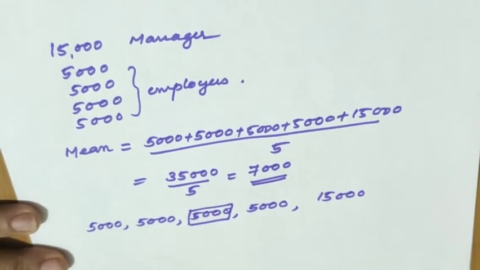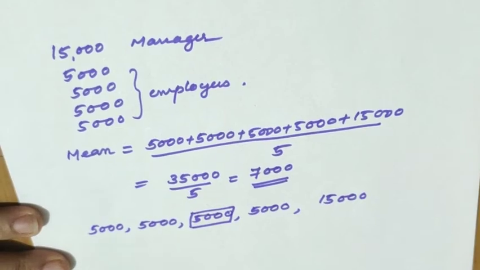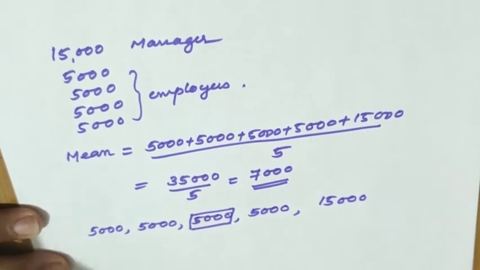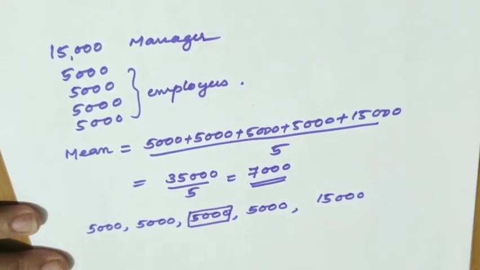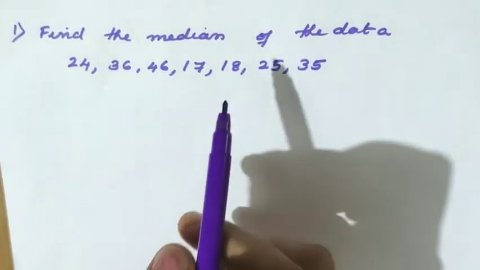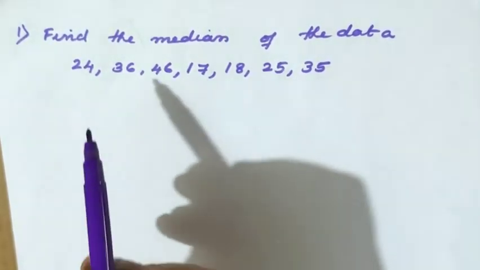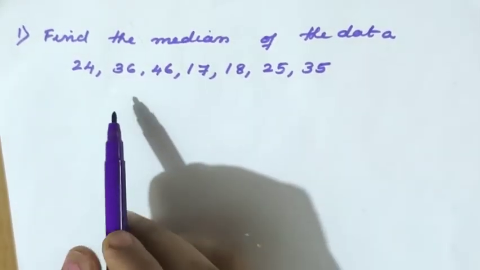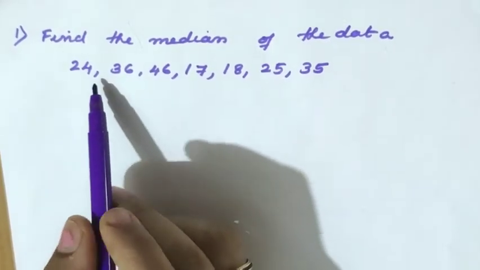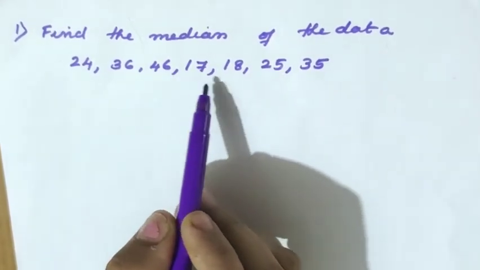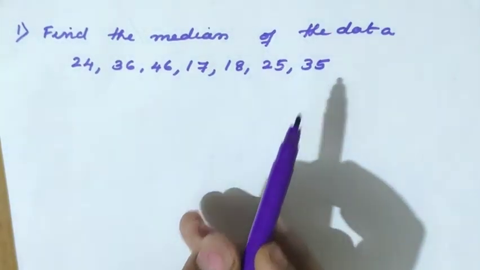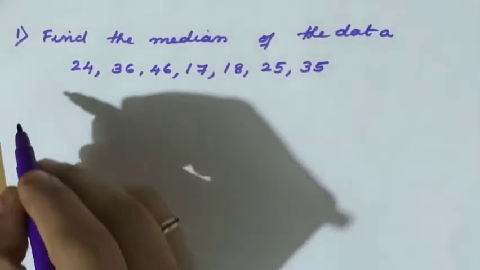You can see many examples in real life. How to find the median, we can learn while doing the problems. Find the median of the data. Here one example is given. Now I'll say the steps, listen carefully: 24, 36, 46, 17, 18, 25, 35. What have we been told here? Find the median only. So the first step is here.